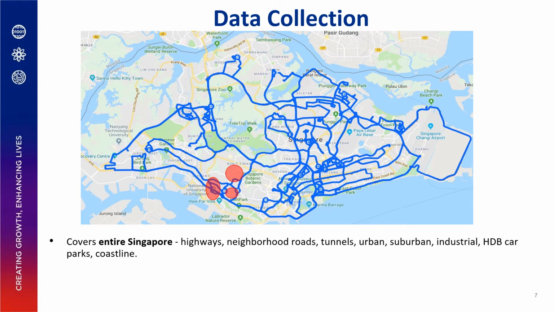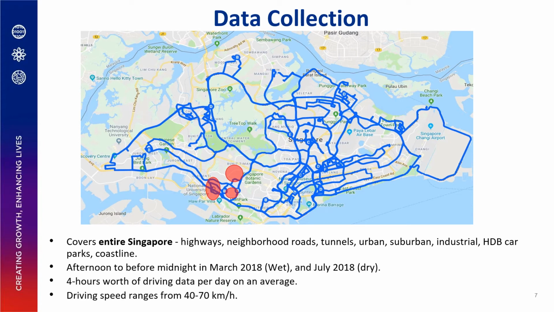To show you our data collection in Singapore, the blue lines here are the trajectory of our autonomous vehicle while collecting the data. The red overlay you see is the nuScenes data that was collected in Singapore. Hence our dataset covers various highways, neighborhood roads, tunnels, urban and suburban areas, industrial areas, car parks, and coastlines. We collected our data majorly in 2 months, March and July, which covers both the rainy month as well as the dry month. 4 hours worth of data is covered every day on average, and as I mentioned, we are driving at around 40 to 70 kilometers per hour.